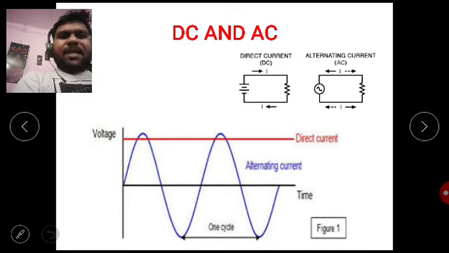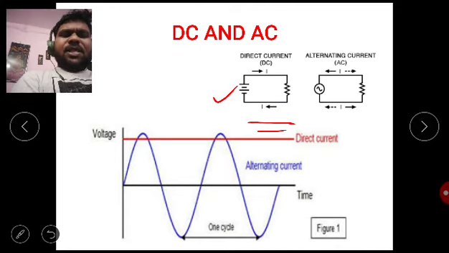In the above diagram we are seeing direct current. There is one battery connected. In this, current is flowing only in one direction, and this is the symbol for DC, and this is the symbol for AC. So in AC, current is flowing in both directions.